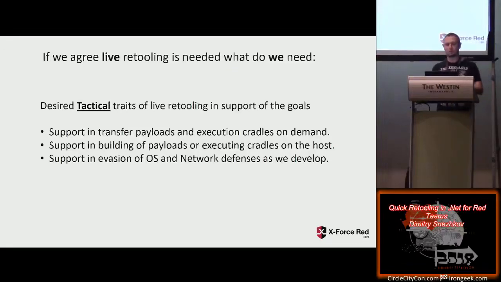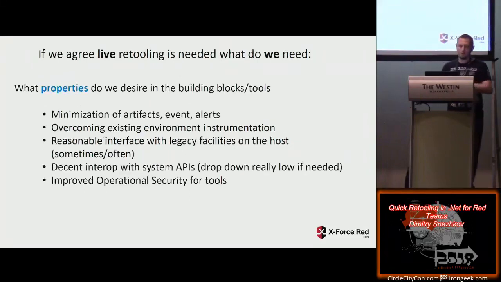So from the tactical perspective, what do we want? Well, at least we want support and transfer of payloads right into executing cradles, right? So we have a small cradle, we're going to talk about this, and then we're going to drop some payloads in it. We want to build those payloads and execute them real time, and we also want to support evasion. When we start thinking about properties of things that we want, we also want to minimize artifacts, right? We want, in the best possible way, to minimize some things that might potentially be used for forensics later.